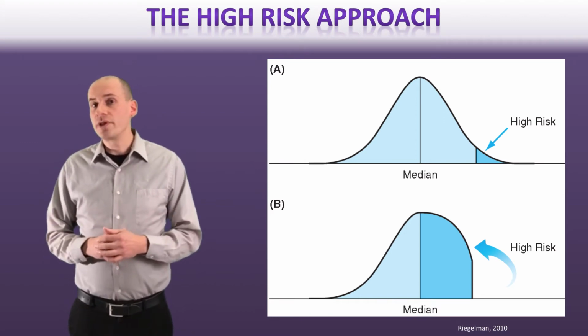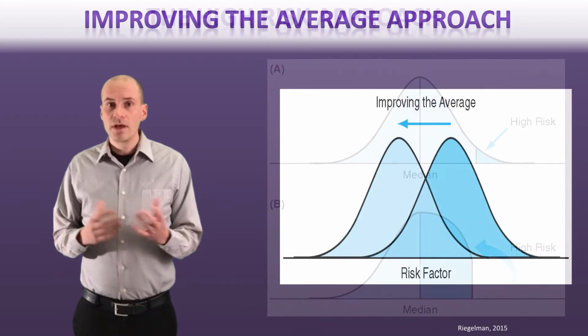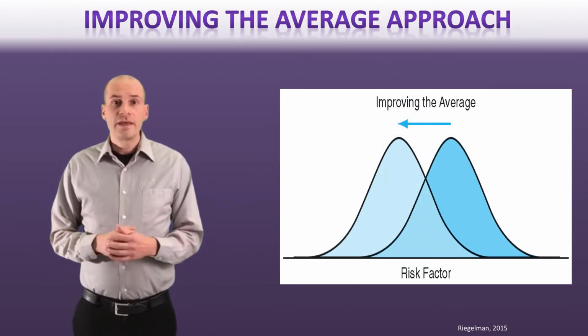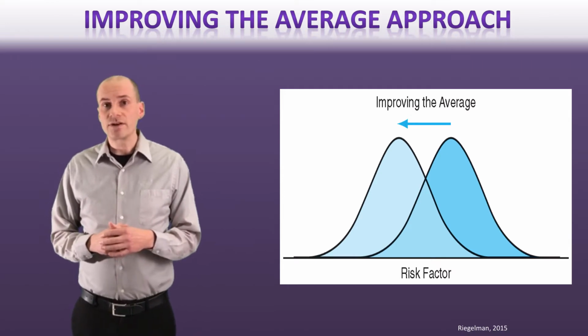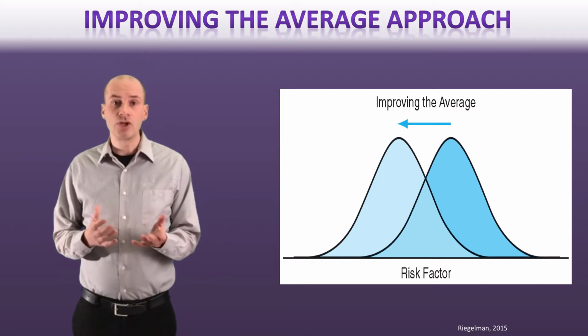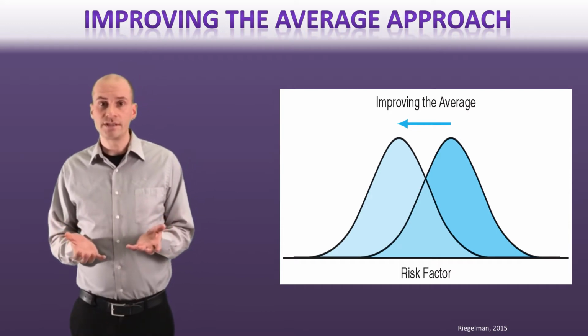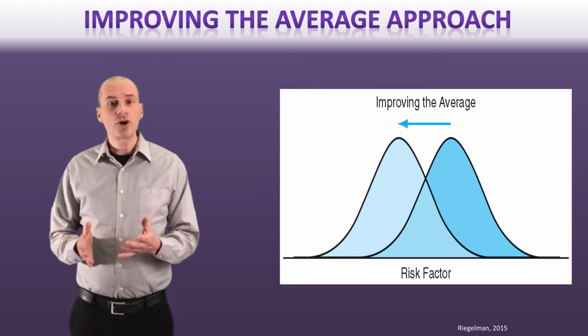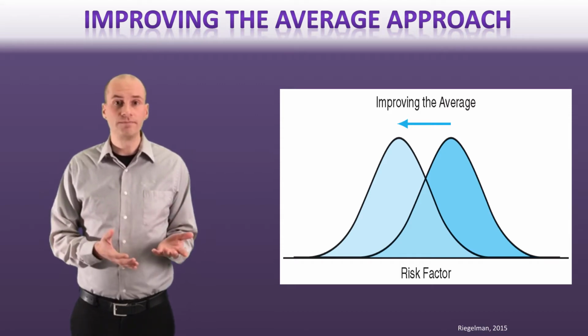Now let's compare this to another approach. This is called the improving the average approach. In brief, this strategy aims to decrease the risk factors for the entire population. In the picture, what we see is a normal bell curve for a disease. And the arrow shows that after the intervention is completed, the entire curve has shifted to a lower risk level.